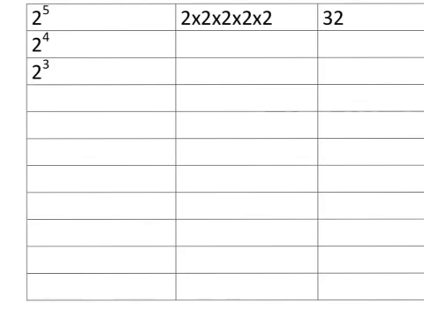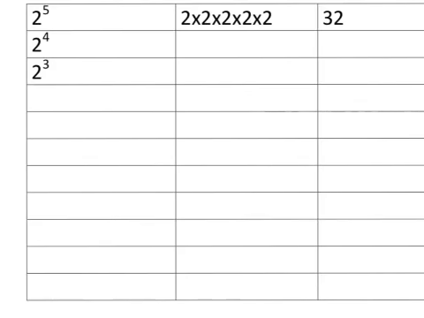In the middle column, we have that exponent expressed in expanded form, or written out what it looks like. So 2 to the 5th is 2 times 2 times 2 times 2 times 2. And in the final column, we have the value of that expression in standard form. So 2 times 2 times 2 times 2 times 2 is 32, or 2 to the 5th is 32.